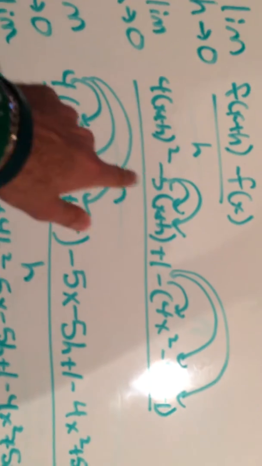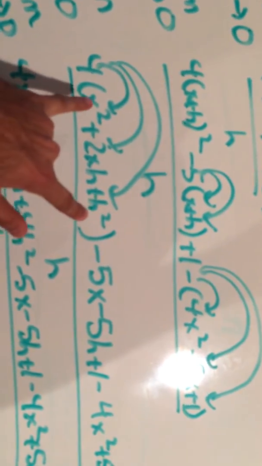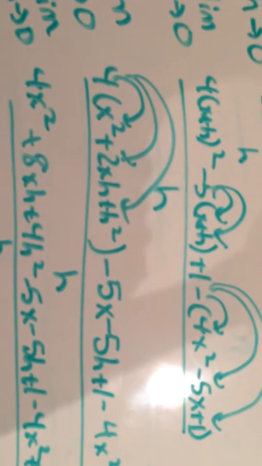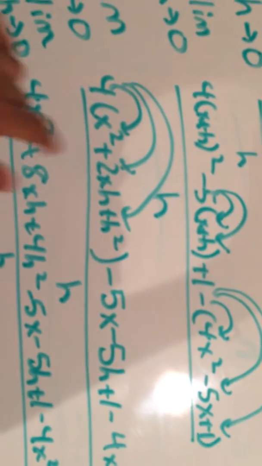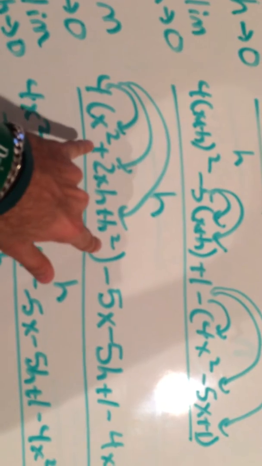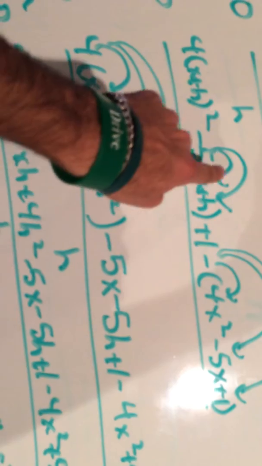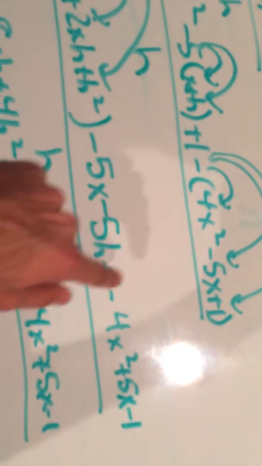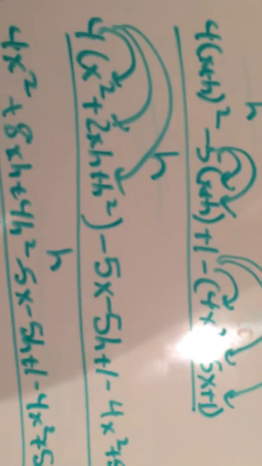Okay? Now, on this next step, I'm going to use the box method on this. I didn't show that here because I didn't have the space, but remember, this is just the box. If you need a tutorial on this, please come sometime after school. So I've got 4 times this, x squared plus 2xh plus h squared. This is coming from the box. Minus, go ahead and distribute the 5. Minus 5x minus 5h plus 1. Go ahead and distribute this negative, so minus 4x squared. Minus and minus plus 5x, minus and minus 1, all divided by h.